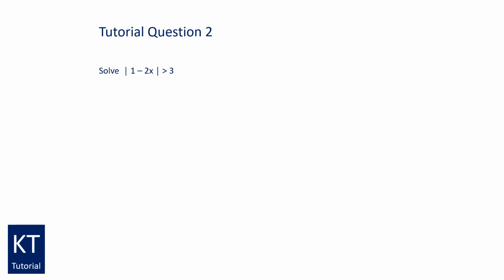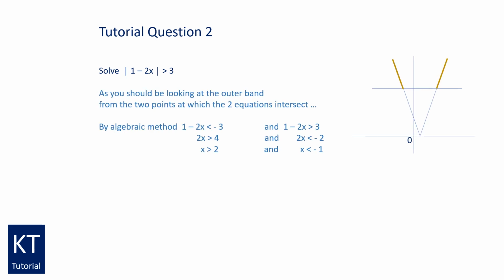Tutorial question 2. Solve the given inequality. The graph on the right shows the field for what we're looking for, which are the bolded yellow lines as shown on the right. You should be looking at the outer band from the two points at which the two equations intersect. By algebraic method, you could equate 1 minus 2x as being less than minus 3 and 1 minus 2x as being larger than 3 to get to the solution.